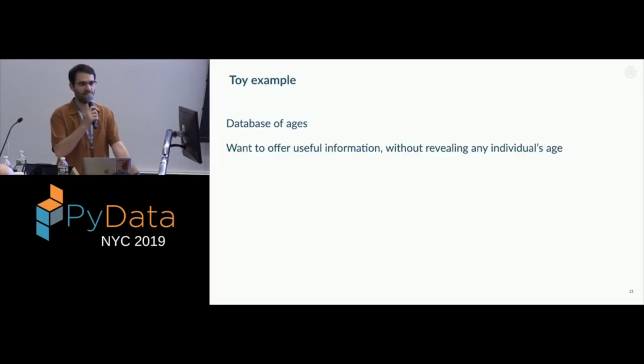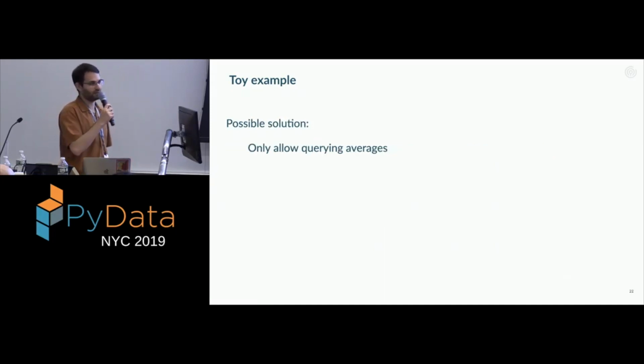Let's say that you have a database of age information about lots of different people, and you want to make this information available to people in some useful way, but you don't want to reveal the age of any one individual in the data set. We're just going to treat age as a sensitive attribute for our purposes here. So here's a possible first solution.